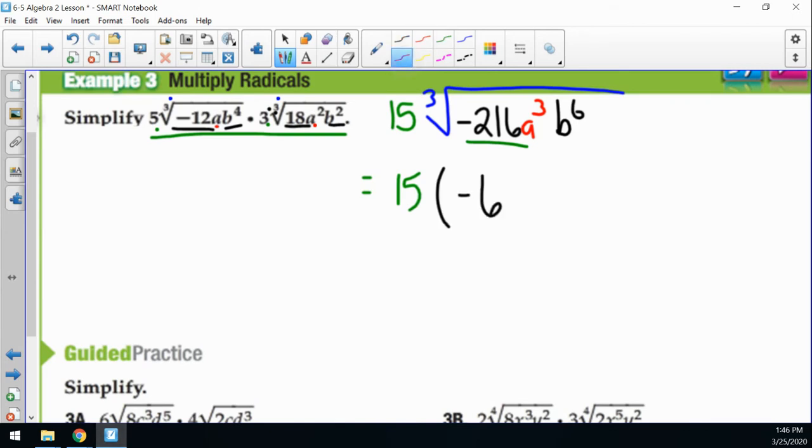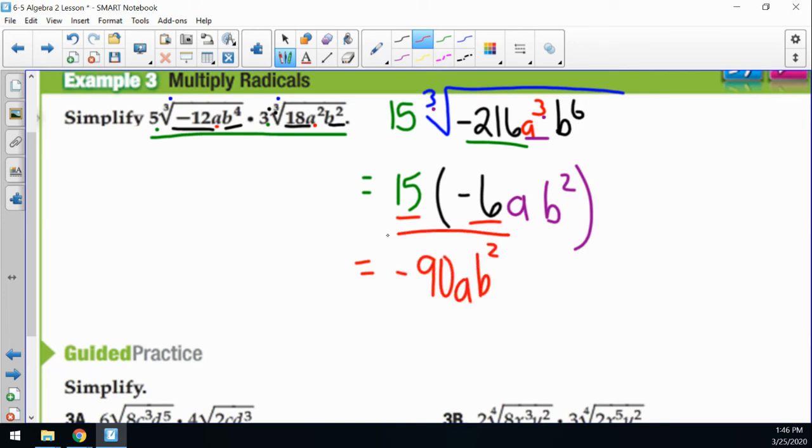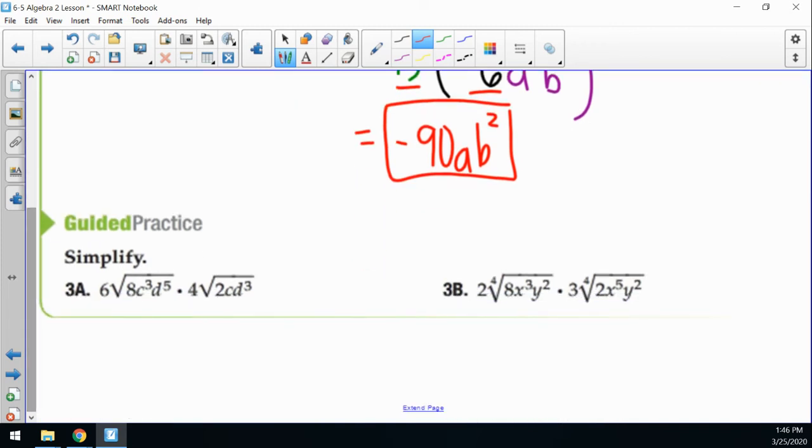The next thing I notice is that a to the third divided by 3 is just a to the 1. And then b to the 6 divided by 3 is b to the second. And so I combine all of this together, and 15 times negative 6 is going to be negative 90 a b squared. So there's a problem where it goes from a bunch of stuff to something that looks really nice. That's how we can simplify. Again, here are 2 problems that you can try in your notes.